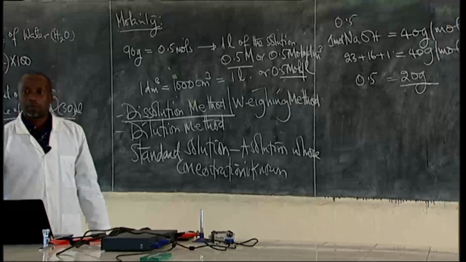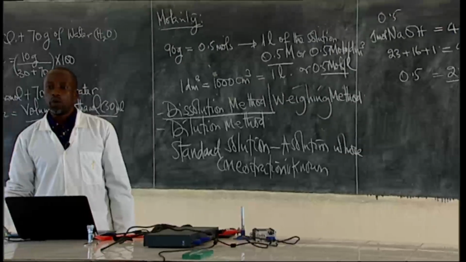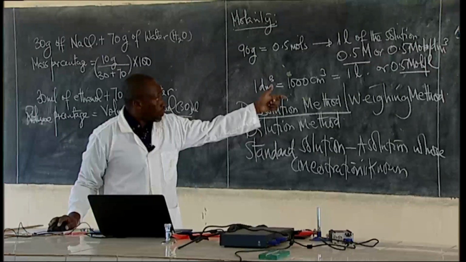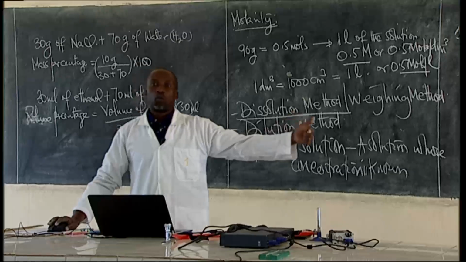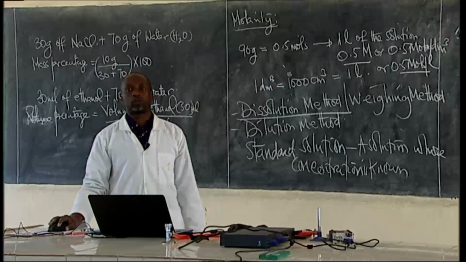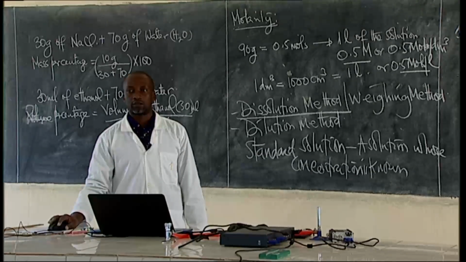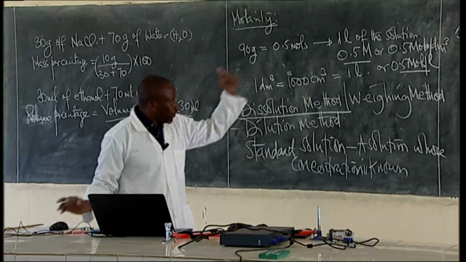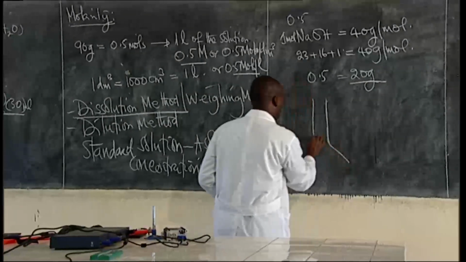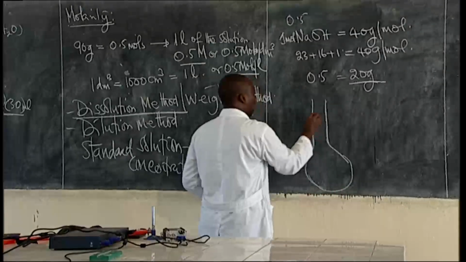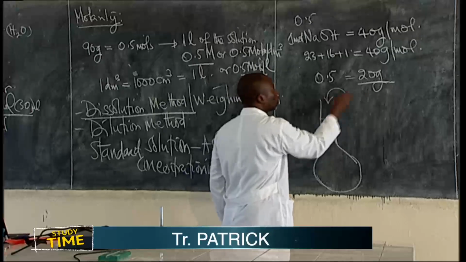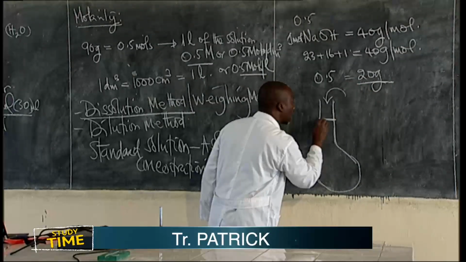And then after weighing that, before transferring, we have to dissolve it in water. After dissolving it in water, transfer it into a volumetric flask and then fill it up to the mark. If this is the volumetric flask and it has the mark here, you have to transfer these 20 grams up to this mark.